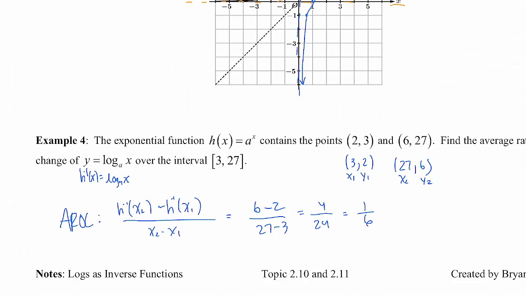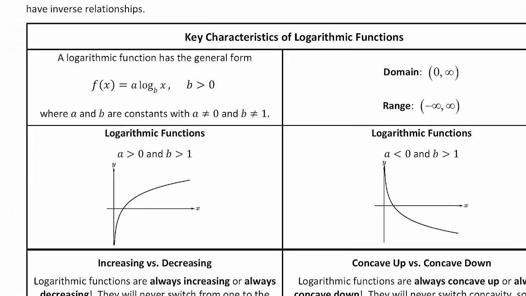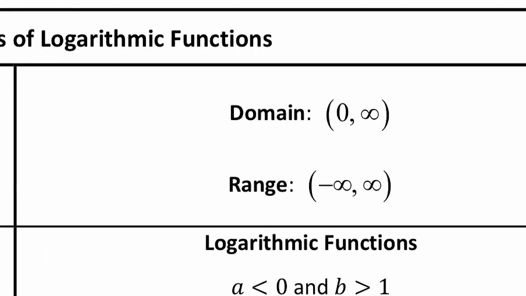Alright, let's continue. Here's a lot of key information here. I'm just going to hit the highlights. We've already covered what a general form is. Here's the domain and range of our parent function. The only one that's going to change based on a log function is the domain. So depending on any horizontal translations, this domain may change. Range will always be negative infinity to infinity.